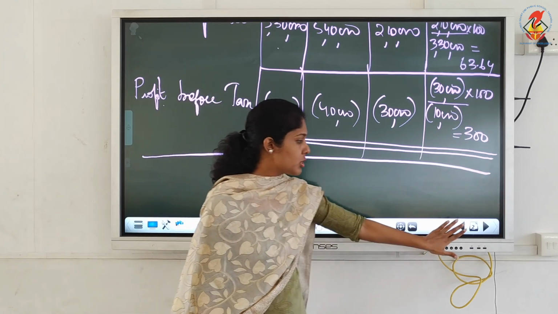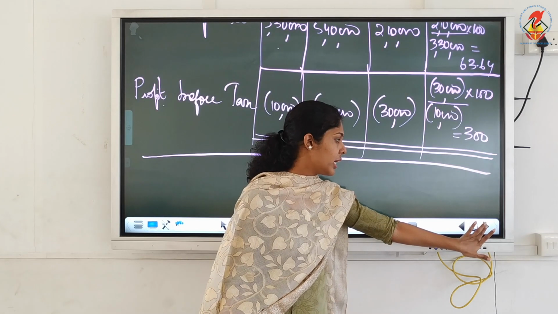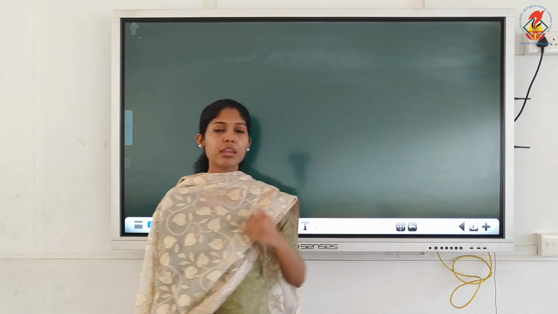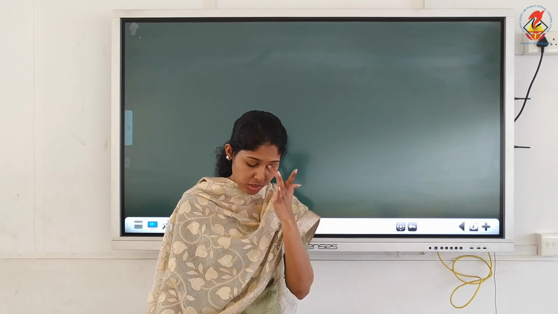Next, what we are going to discuss is common size statements. So you give the heading common size statements. Again, for common size statement we have common size P&L and common size balance sheet. So now we will work out illustration number 14, page number 3.21.